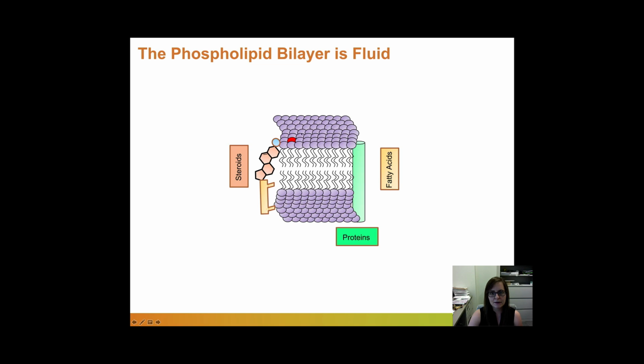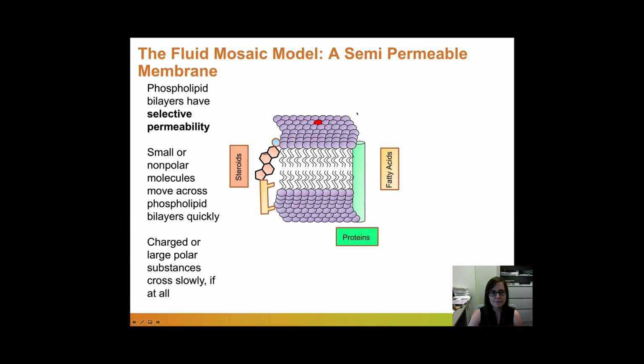And the phospholipid bilayer is fluid, meaning that lipids can move in the bilayer. And so here's a lipid moving over time in the bilayer. Okay, so the fluidity of the membrane, how fast these lipids are moving, influences its permeability. So let's talk about permeability. This membrane that is separating the outside environment from the inside of the cell is selectively permeable.